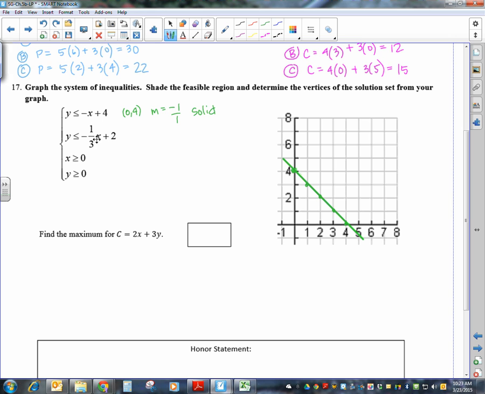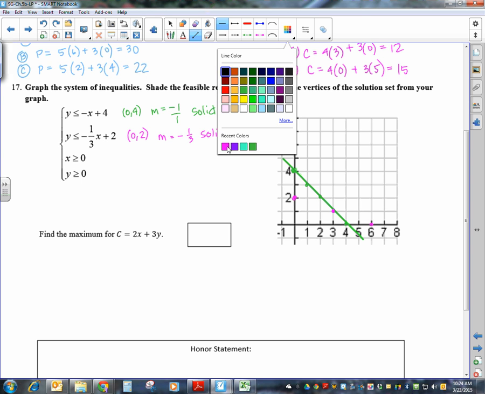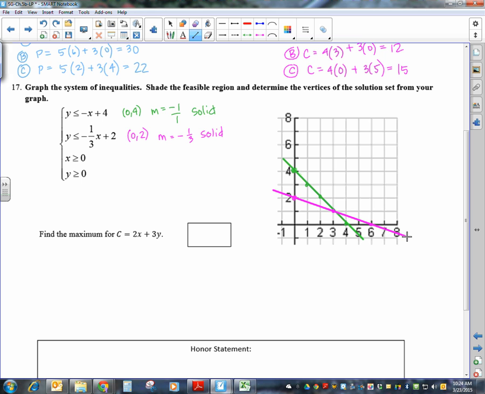The next one says y equals negative 1/3 x plus 2. So I have (0, 2), and my slope is negative 1/3. Again, it's going to be solid. So I'm starting at 2, down 1 over 3. Makes that point in common. Down 1 over 3. And as I said, you really want to do both of them because as you see, it's often in that. So we'll go here. That looks pretty good.